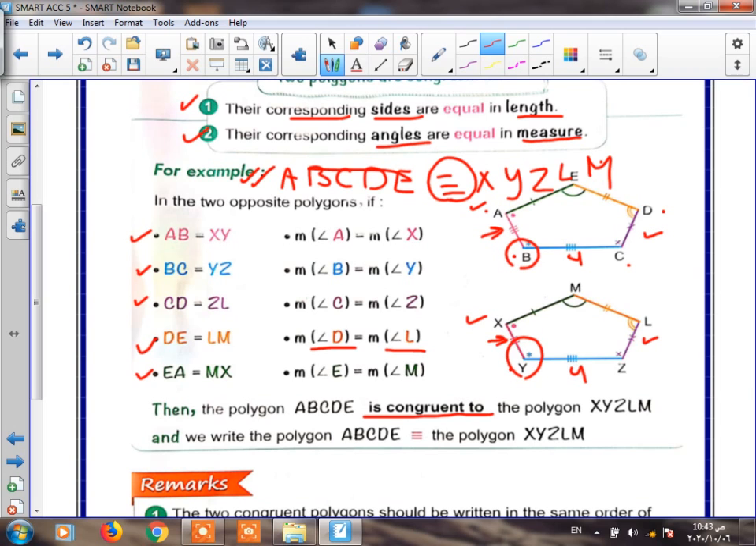So again, it is needed to write the corresponding sides and angles. It is not enough to say that the sides are equal in length. We must write the sides equal in length and also the angles equal in measure, and we must write it in order.